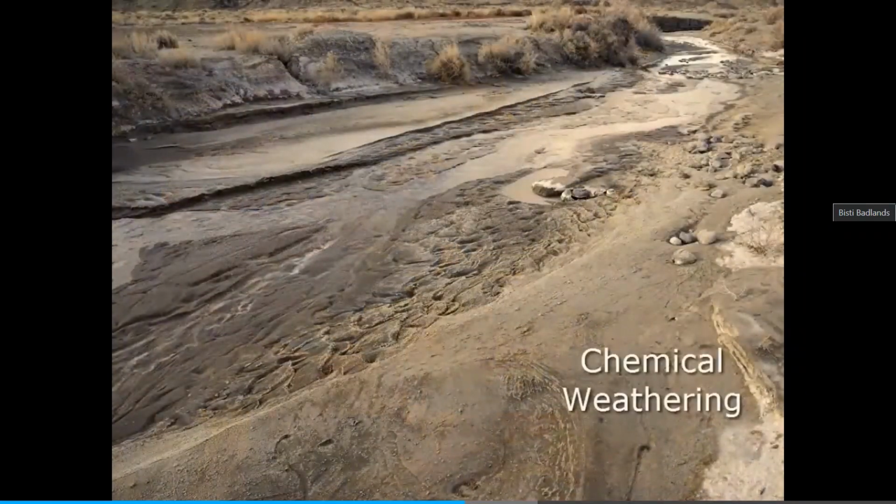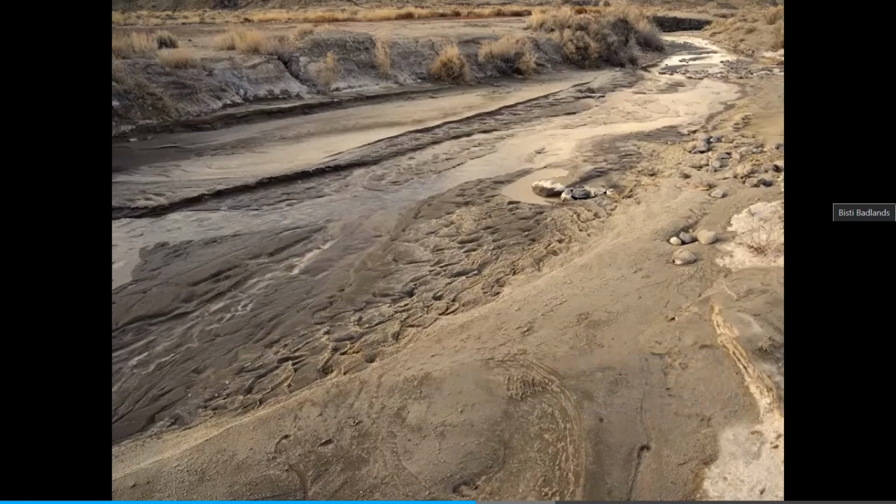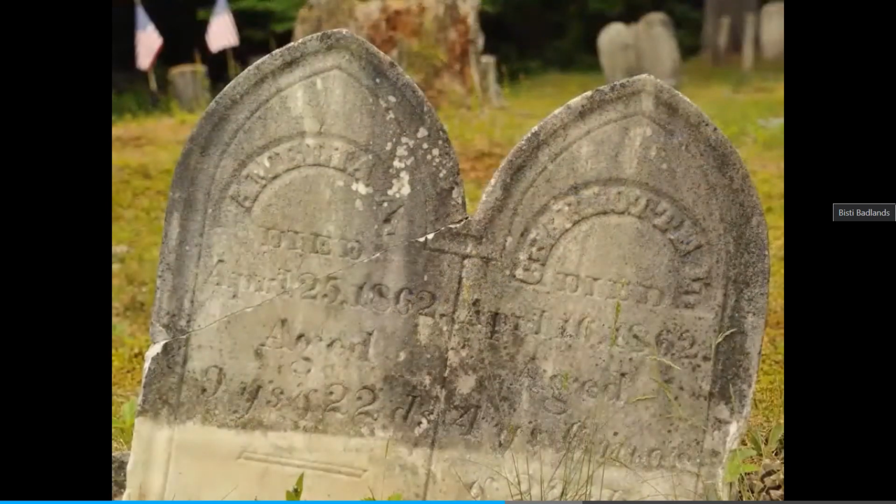Also, chemical weathering is greatly accelerated by the presence of acid in groundwater. This might happen when rain mixes with carbon dioxide from the atmosphere to form carbonic acid, or when minerals like pyrite decay into sulfuric acid. Can you think of other examples of acid hastening weathering?